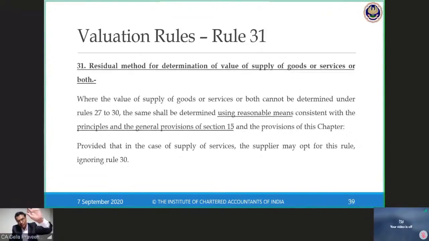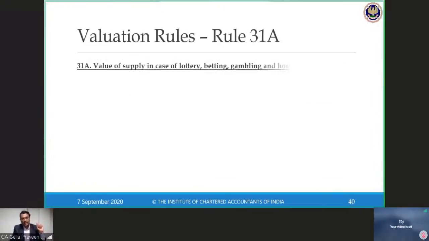Based on best judgment assessment, I get a professional certificate. A chartered accountant is going to certify based on the facts, based on the incidents and events explained to us, based on the contractual obligations. This is a value derived under Rule 31. This is what we need to understand.